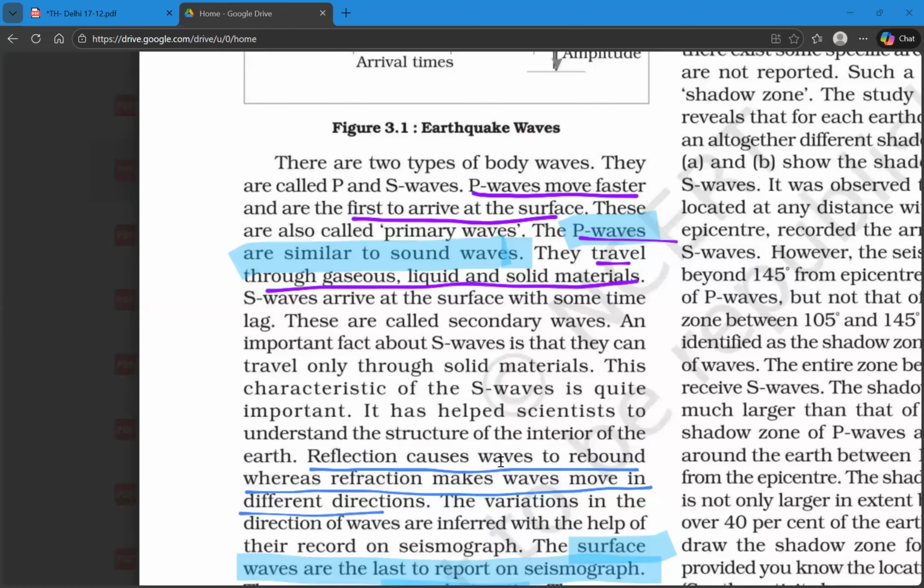Let's have a quick overview because I think the information is very much packed in a single paragraph. So under earthquake waves, we have two divisions. One is body waves and the second one is surface waves.